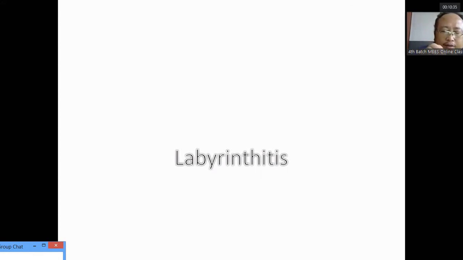A labyrinth, when it gets infected, usually by infection, then the term labyrinthitis is used. It can be acute or chronic, or it can be classified into bacterial or viral, but how to differentiate? This is the main point.